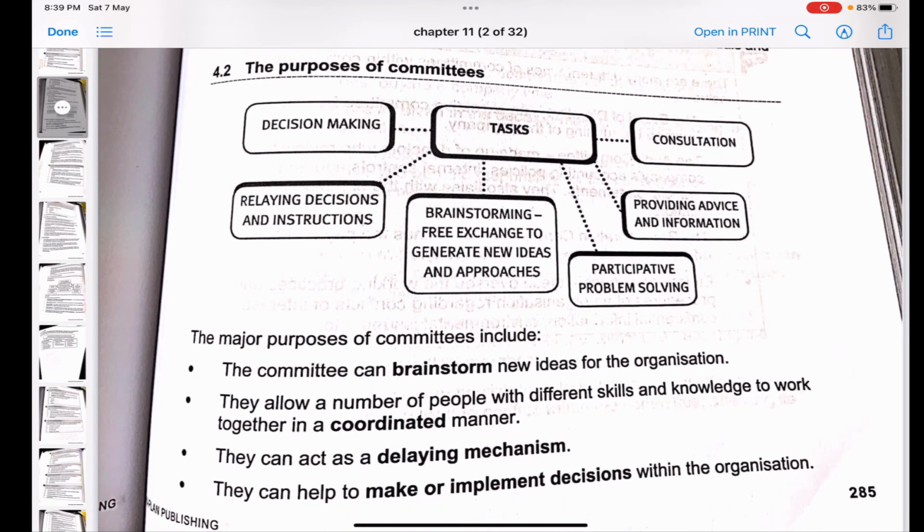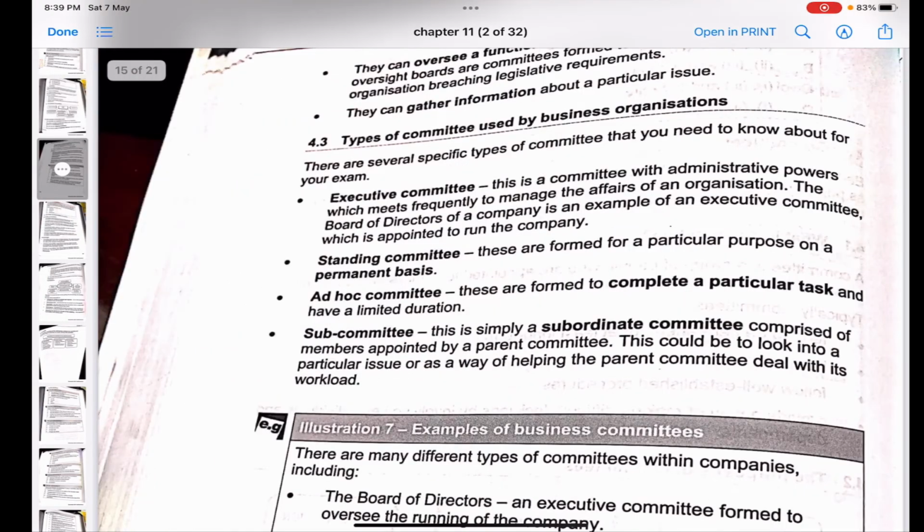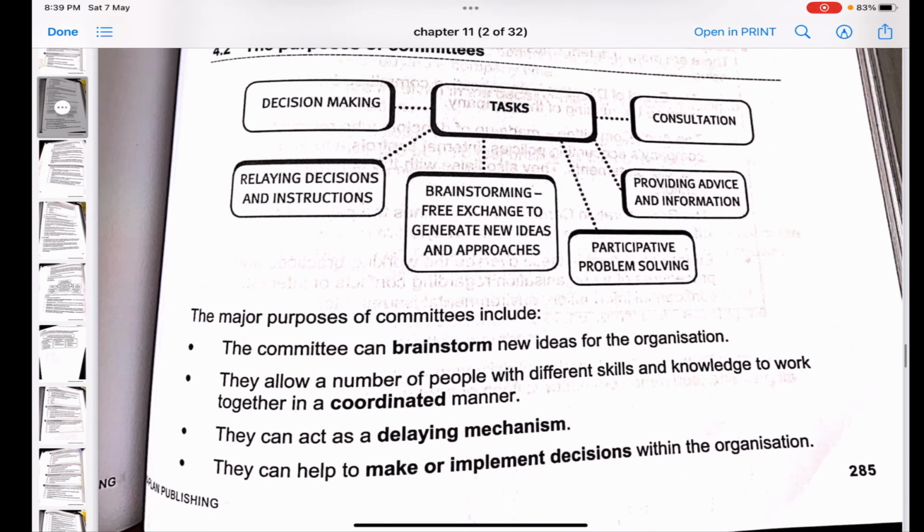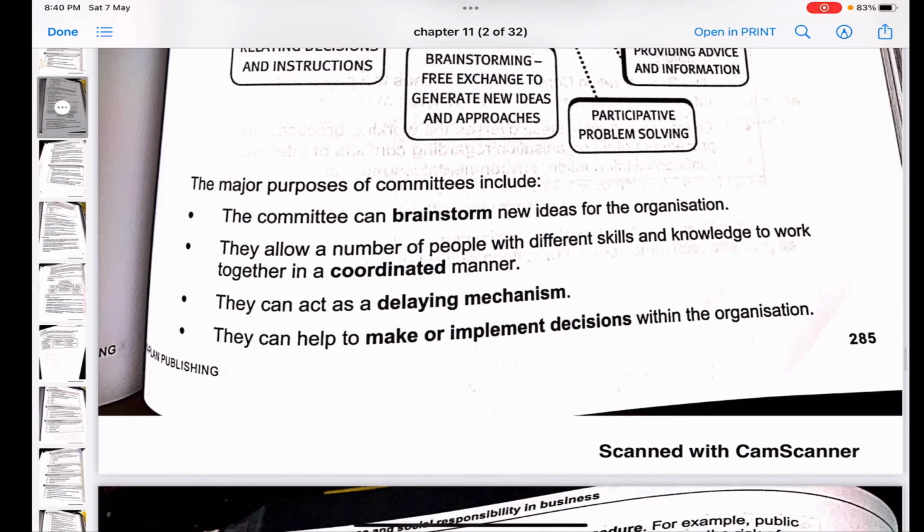What are the purposes of committees? Let's see. So a committee has various purposes, various responsibilities. The committee can brainstorm new ideas for the organization. They allow a number of people with different skills and knowledge to work in a coordinated manner. They also act as a delaying mechanism. Because so much time is taken up when you have a committee, they act as a delaying mechanism. And how is it a positive thing? So that the decisions will be taken carefully and not hastily or in a hurry.